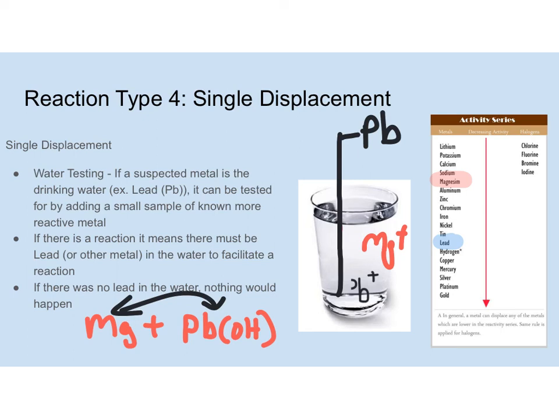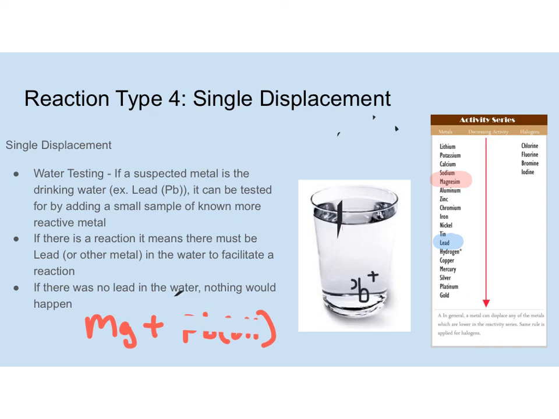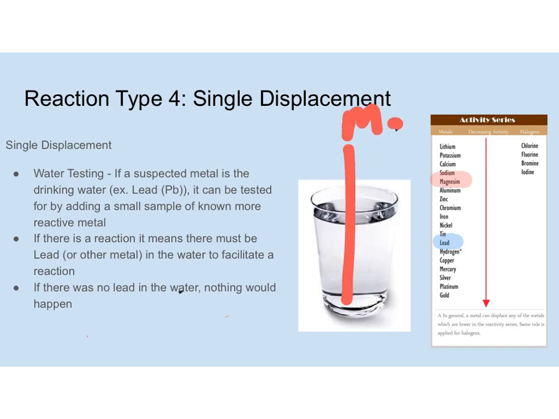If I did the exact same thing, but there was no lead in there, and I just took a piece of magnesium and put it in there, and nothing happened, well, it could indicate two things. It could indicate that there is nothing below this, so none of these metals are inside there. But it doesn't eliminate the fact that sodium, calcium, potassium, and lithium might be in there.